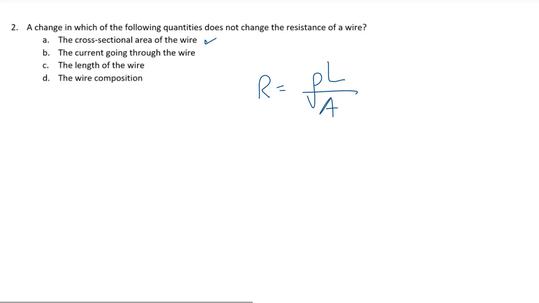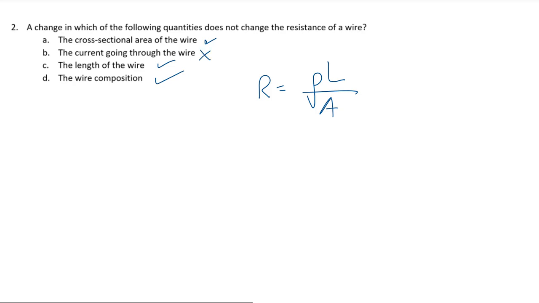Similarly, changing the length of the wire, L, also changes the resistance of the wire and again cannot be correct. The resistivity rho, remember, quantifies how good a particular material is at resisting the flow of charge. Therefore, changing the wire composition, in other words changing the material the wire is made from, is also going to change the resistance of the wire. This therefore only leaves us with option B.